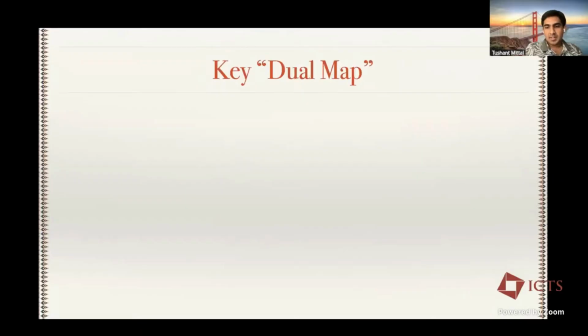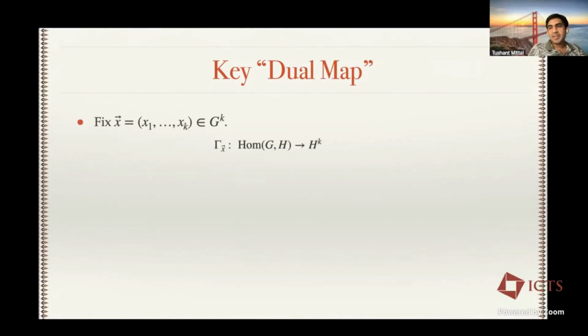Right. So the way we do this is by using this very simple but very, very useful map, which is in a certain sense a dual object. So fix any tuple of elements x1 through xk sitting inside G to the k, so each xi belongs to the group G. Now I can define a very natural evaluation map going from the space of all homomorphisms to H to the k, where my phi maps to just the tuple of evaluations, phi of x1 through phi of xk.